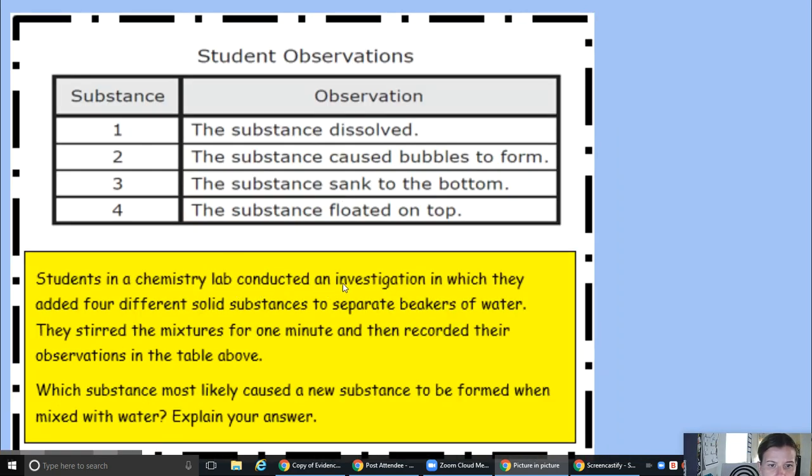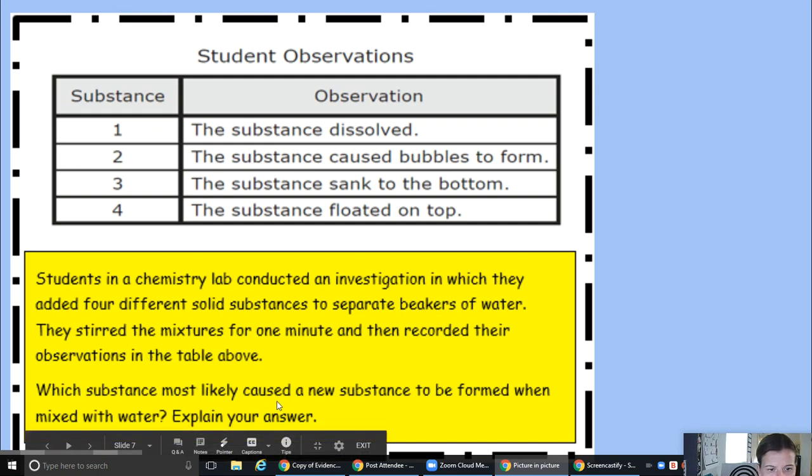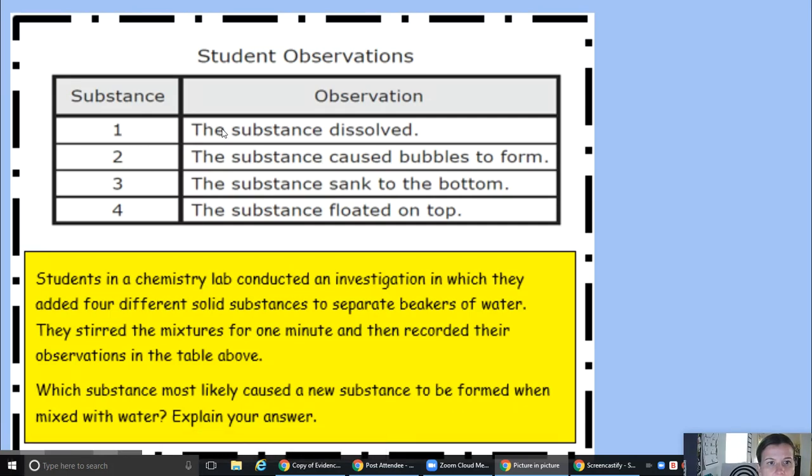Students in a chemistry lab conducted an investigation in which they added 4 different solid substances to 2 separate beakers of water. They stirred the mixture for 1 minute and then recorded their observations in the table above. Which substance most likely caused a new substance to be formed when mixed with water? Explain your answer. So substance 1, the substance dissolved.